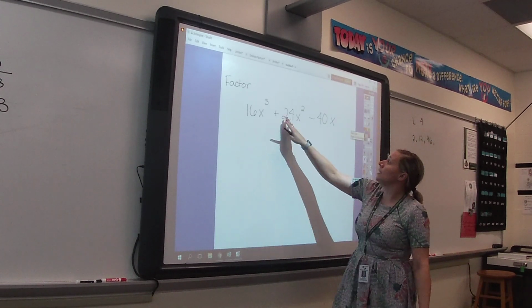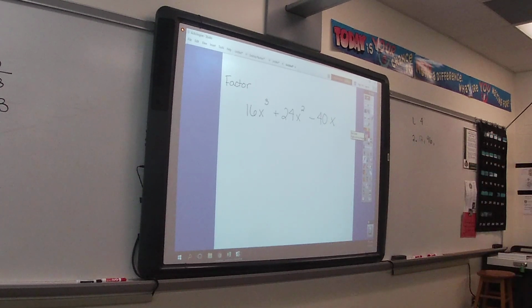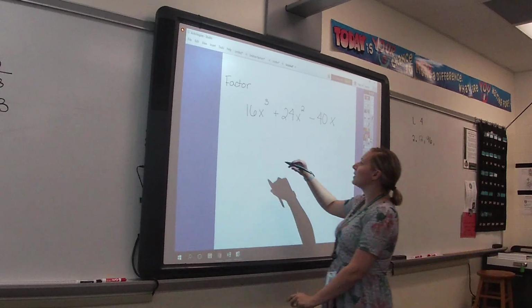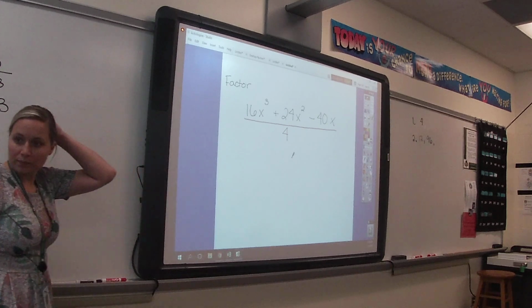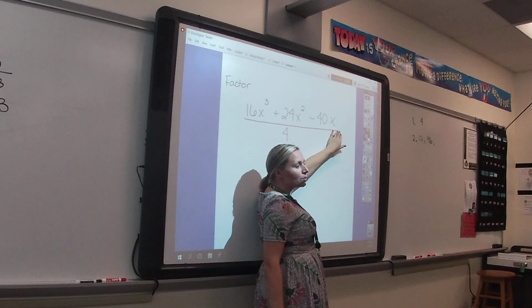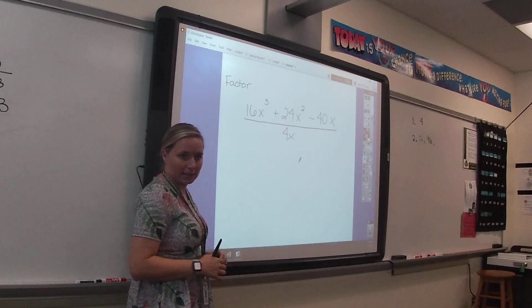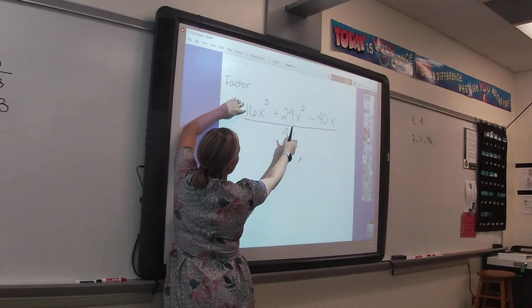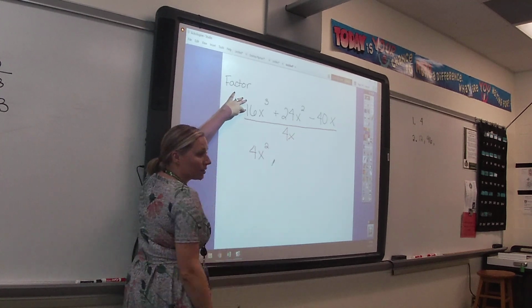What goes into 16, 24, and 40? 8. Now, if you only saw 4, that would be okay. You would divide out 4, and then you would just have to divide again. So to show what that looks like, let's just pretend that we only see 4. Do they all have the variable? Yes. What is the smallest exponent? X. So we are going to divide out a 4x. 16 divided by 4 is 4. We subtract the exponents and get an x squared.